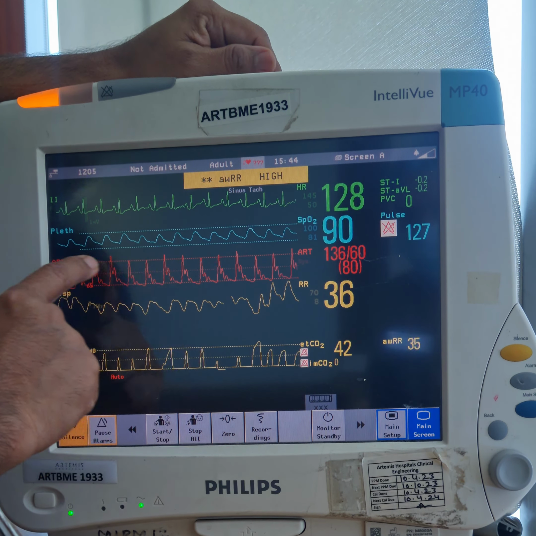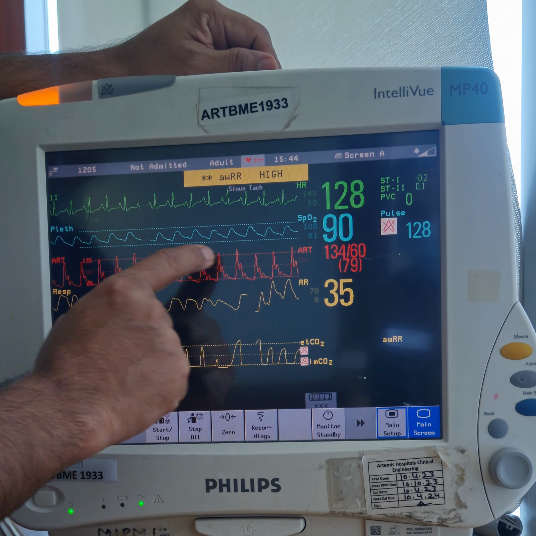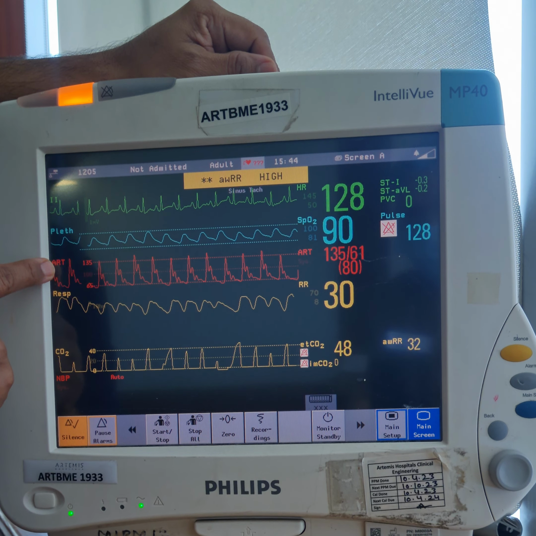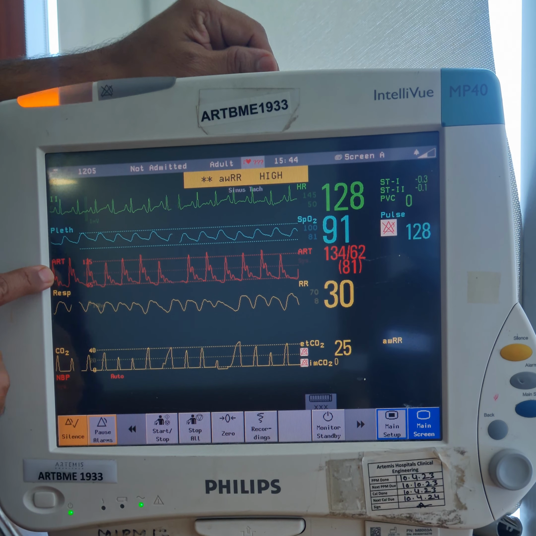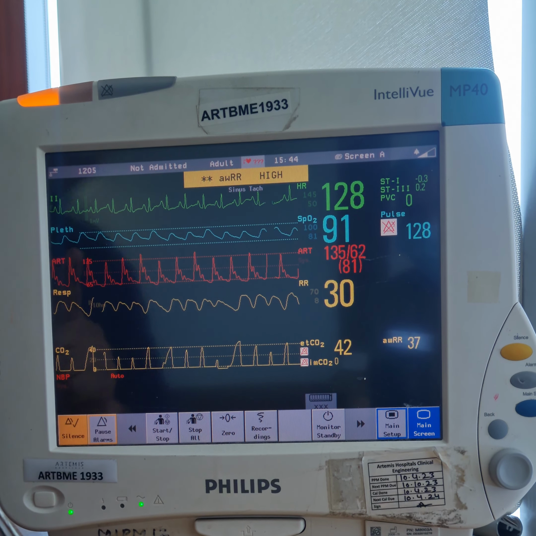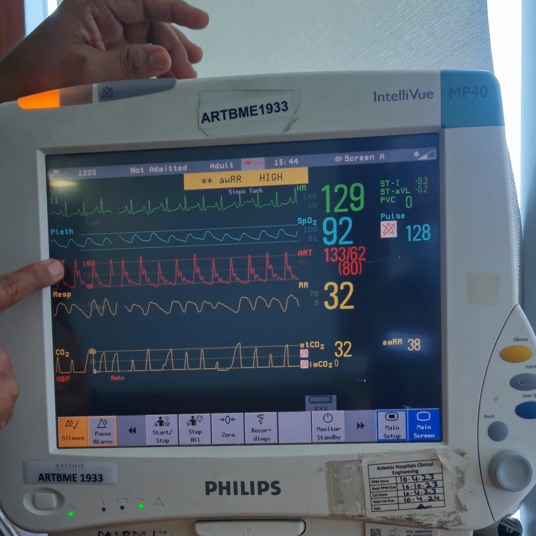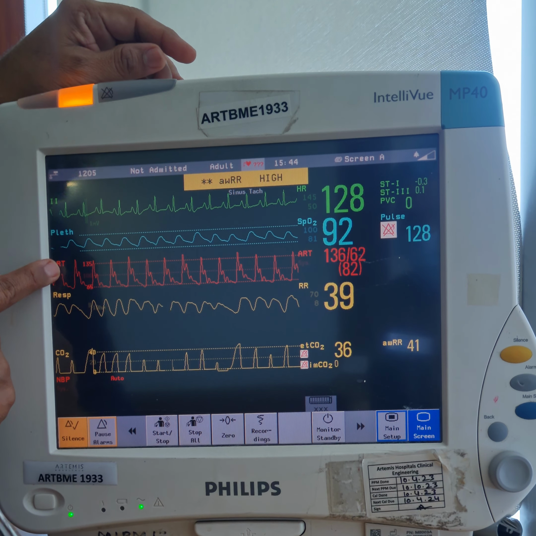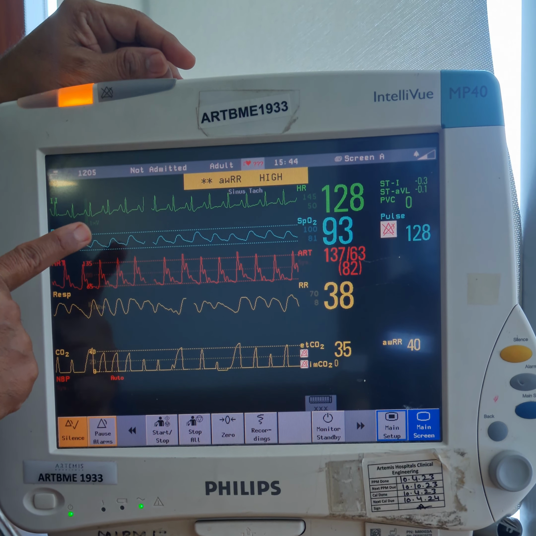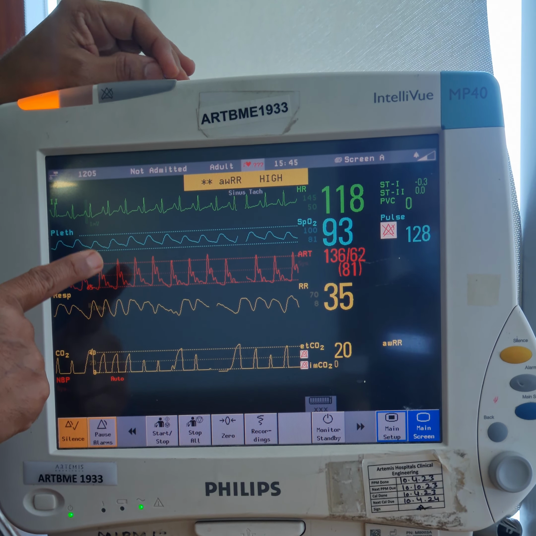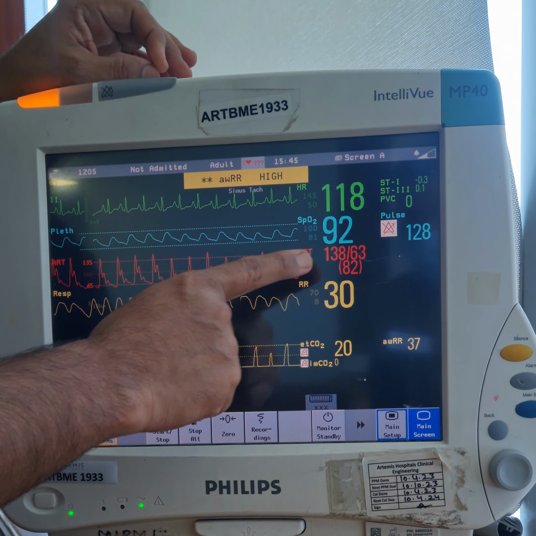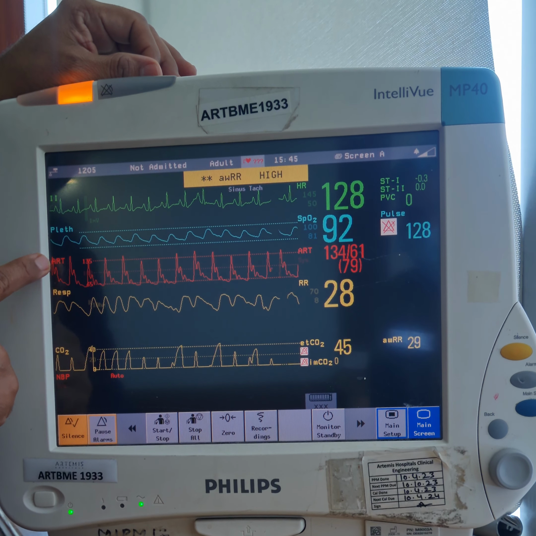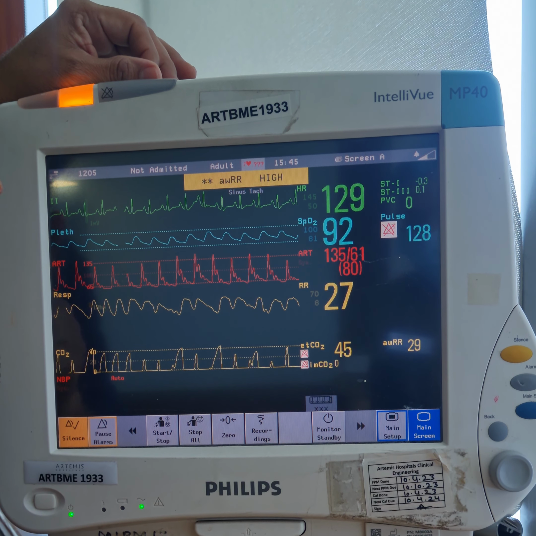Now coming to another parameter, that is the invasive arterial line. Whenever you check invasive arterial pressures, you should ensure that your transducer is at the correct level, that is the phlebostatic axis. Among invasive pressures, one is arterial pressure, second is the central venous pressure, third is your intra-abdominal pressure, and fourth is your intracranial pressure. So that can be monitored. In every case you have to make sure that you have the transducer at the appropriate place.